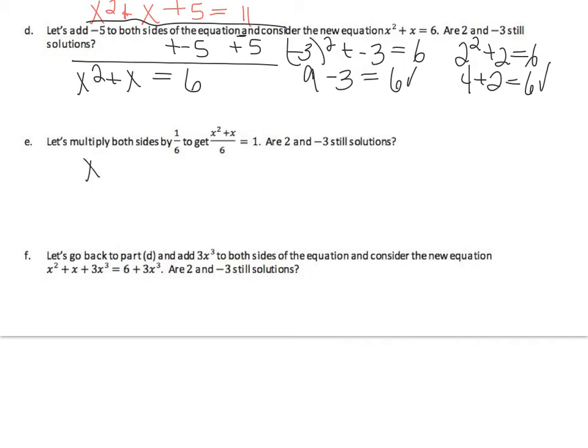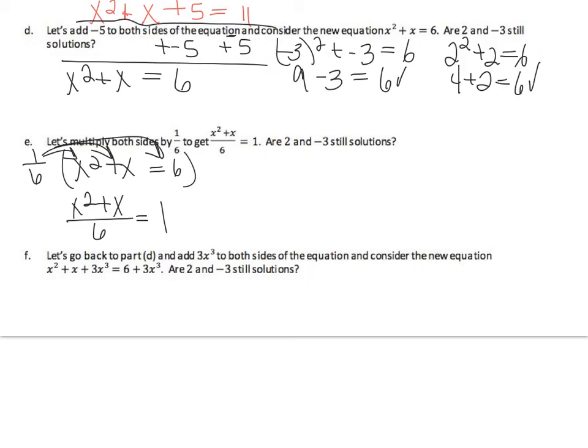So I've got x squared plus x equals 6. I'm going to multiply everything by 1/6, multiply that through. x squared plus x over 6 equals, so I just went to this, and it's that last one, 1/6 times 6 is 1. Go ahead and substitute -3.